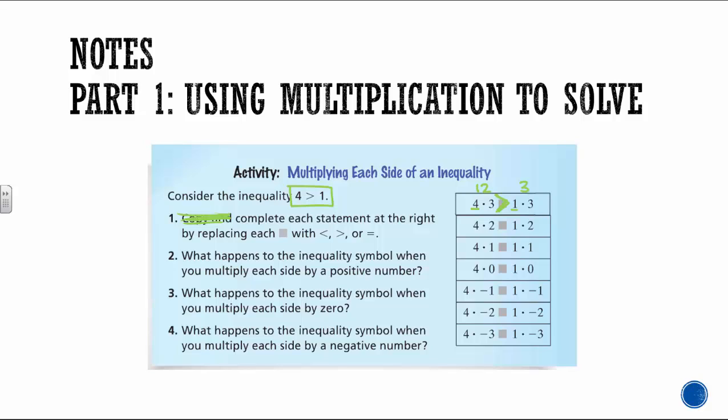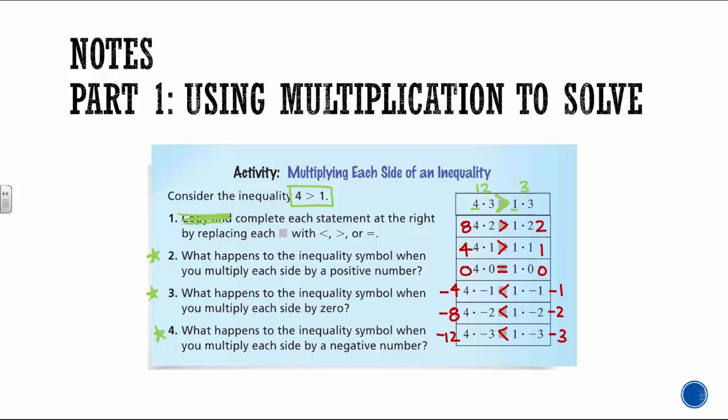Now pause the video, go through and answer the rest of these, and then answer questions 2, 3, and 4. Alright, hopefully this is what you got. 8 is bigger than 2, 4 is bigger than 1, 0 equals 0, negative 4 is less than negative 1, negative 8 is less than negative 2, and negative 12 is less than negative 3.